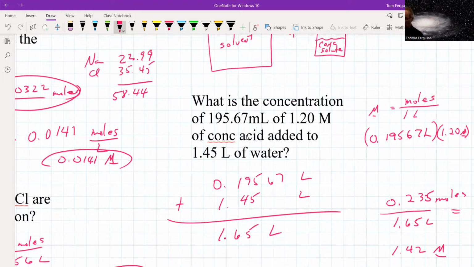Okay, so what went wrong? Okay, we knew our final volume is 165. Our moles are going to be, did I do that right? 1.2 times.